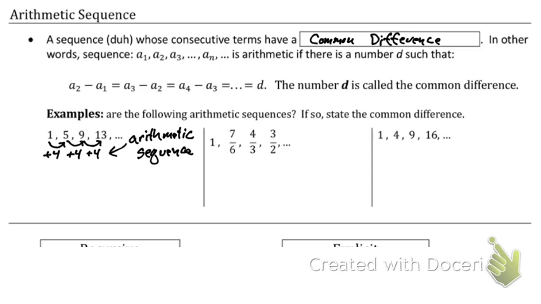And more importantly, it's an arithmetic sequence where D equals 4. And remember, D is just your common difference.